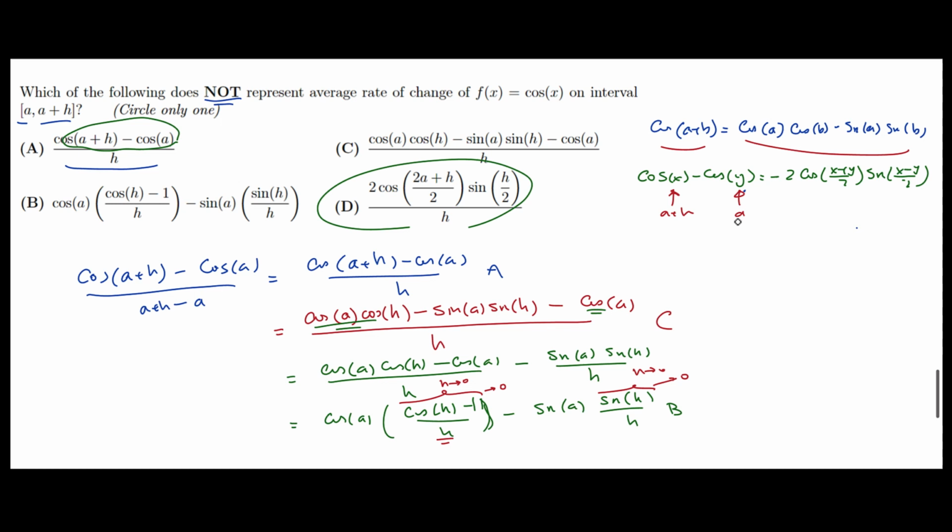So now I can rewrite this as cosine of a plus h minus cosine of a is equal to -2 times cosine of the sum, which is 2a plus h. X plus y is 2a plus h divided by 2, and sine of x minus y, which is a plus h minus a, is just h divided by 2. And comparing to here, this is missing a negative sign. Therefore, this was not the answer.